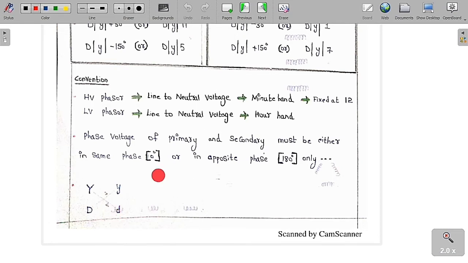So plus 30 means 11 o'clock. Minus 30 means it is at 1 o'clock. Minus 150 means it is 5 o'clock. Plus 150 means it is at 7 o'clock. So this is the easy thing that you have to remember. Plus 30 is 11 o'clock, minus 30 is 1 o'clock, minus 150 is 5 o'clock, and plus 150 is 7 o'clock.